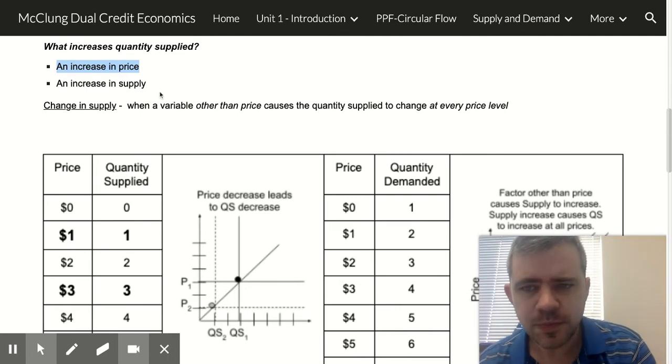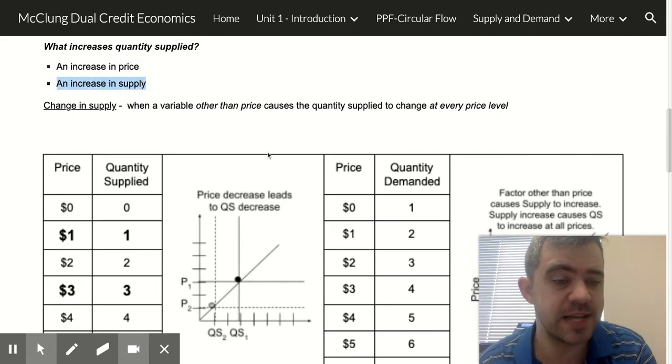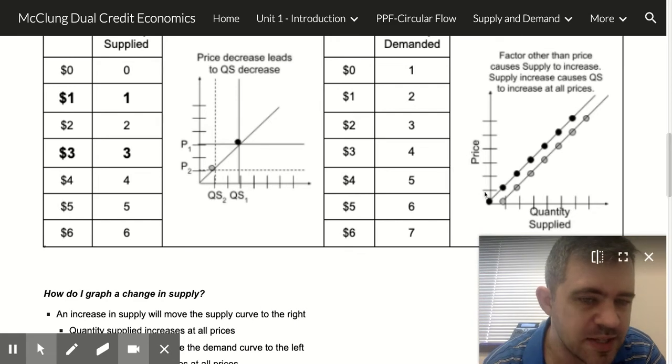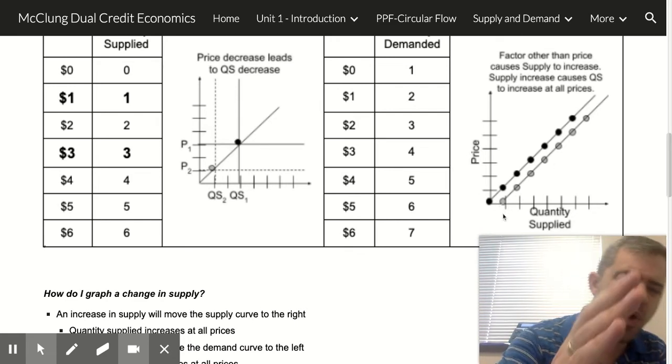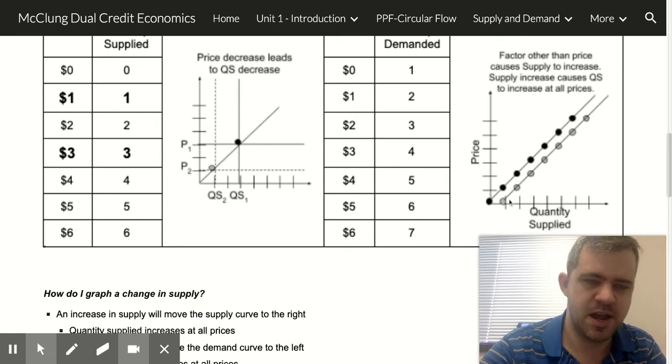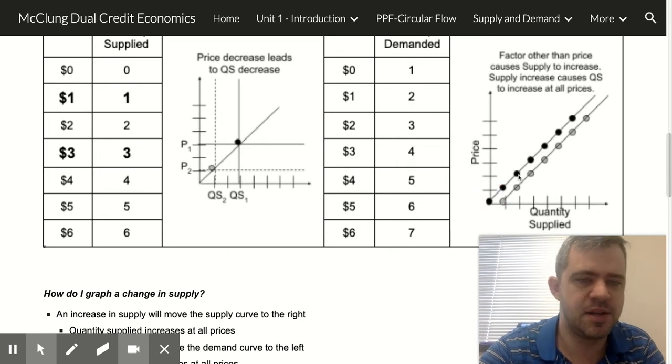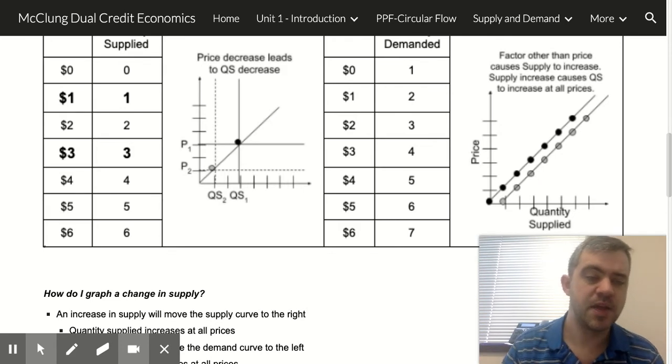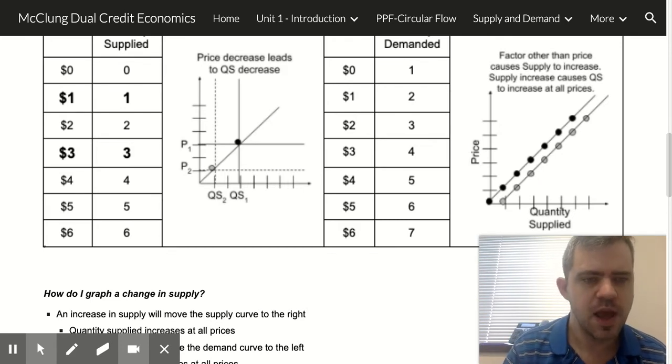But also, we can have an increase in supply. Now, just like when we did with demand, an increase in supply means that this whole thing shifts, that at any price, we're seeing a larger quantity supplied than we saw before.